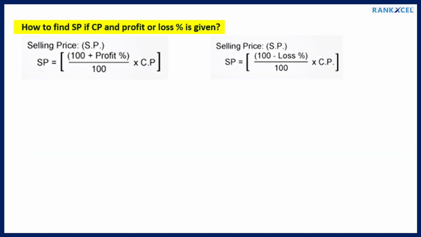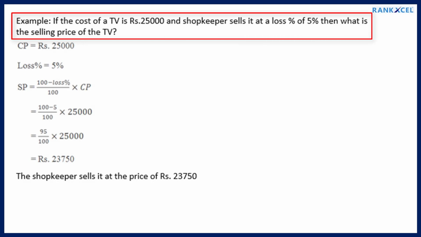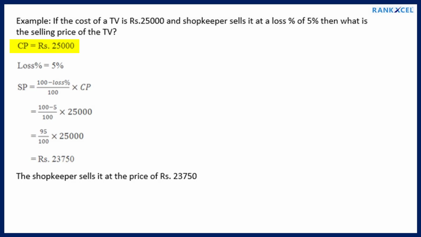How to find SP if CP and profit or loss percent are given. Example, if the cost of the TV is given and the shopkeeper sells it at a loss percent of 5%, then what is the selling price of the TV? The shopkeeper sells it at the price of Rs 23,750.